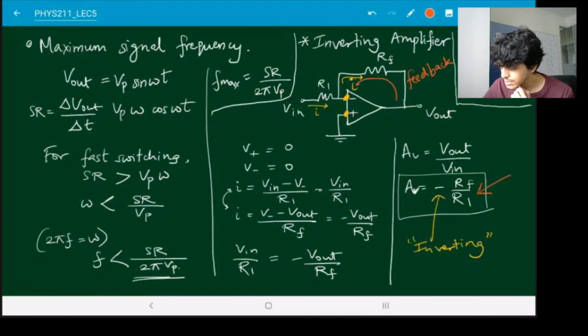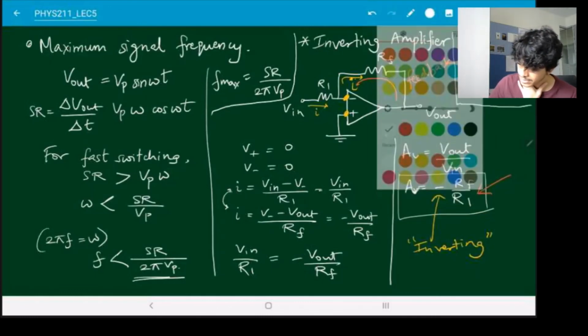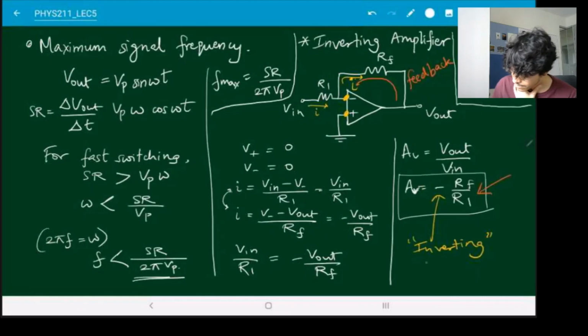Also notice that because the feedback is going to the inverting terminal, the minus terminal, this is called negative feedback. Later on, we will also see what happens with positive feedback, but for the time being, we are sticking to negative feedback. Because this is an inverting amplifier, if the input looks like this, the output is going to look like this. Amplified, but with opposite phase.